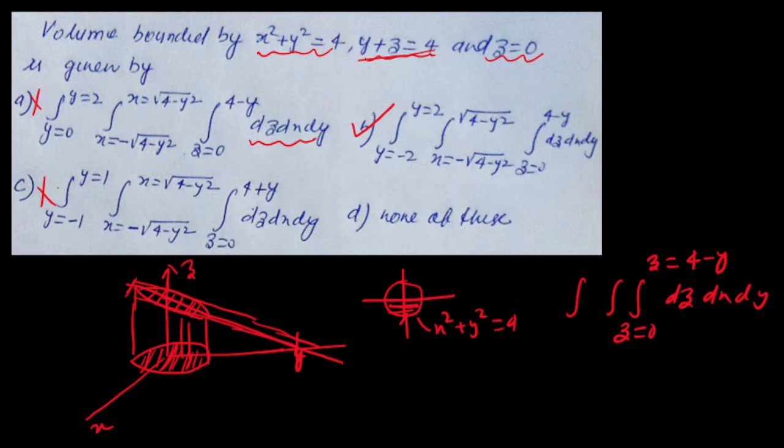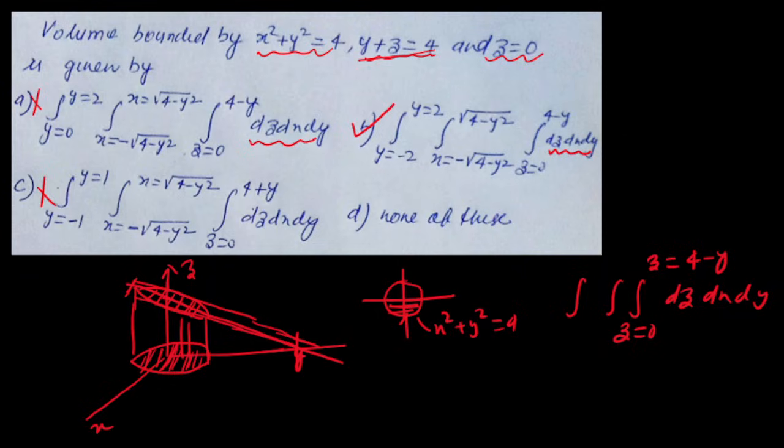So the correct option is y is equal to minus 2 to 2, x minus under root 4 minus y square to under root 4 minus y square. I hope you have understood this thing, that when we are calculating the volume, how do I calculate the volume? We integrate something like volume element dx dy dz or dz dx dy.